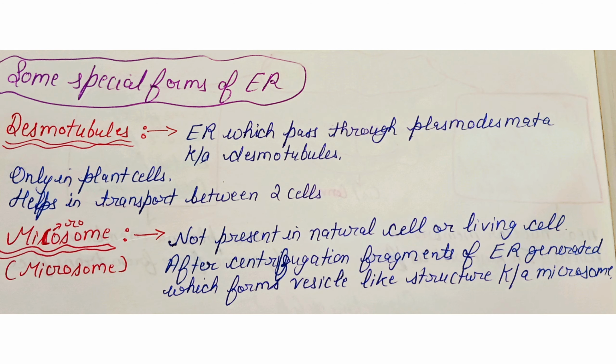In addition to these two types, there are some special forms of endoplasmic reticulum. First one is the desmotubules. This is the part of endoplasmic reticulum which passes through the plasmodesmata. And the plasmodesmata is present only in plant cells, so these desmotubules also occur only in plant cells. It establishes a transport system between the two cells. Another modification is microsome. When we centrifuge the fragmentation of ER, vesicle-like structures are formed, known as microsomes.